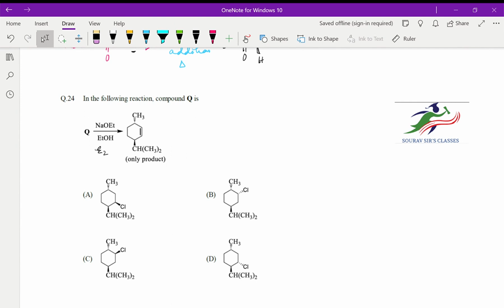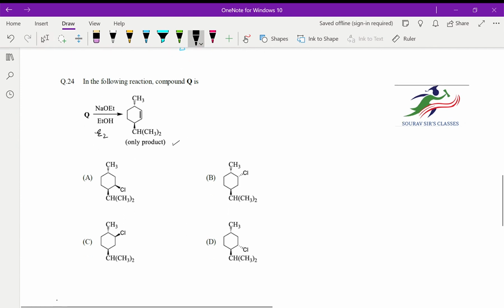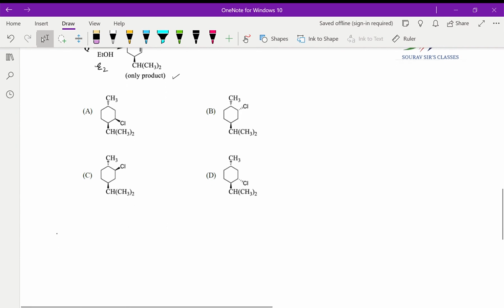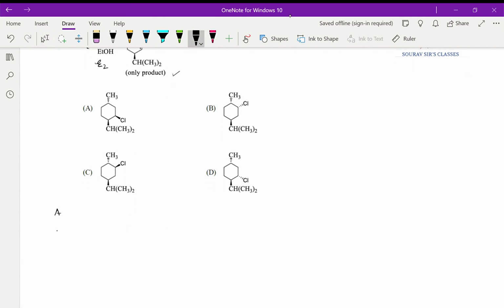And now, which of these compounds A, B, C will be giving this as the only product is what we have to find out. So what we could do for this type of a question is first to write up the chair conformation for each of the structures. So okay, let us draw.